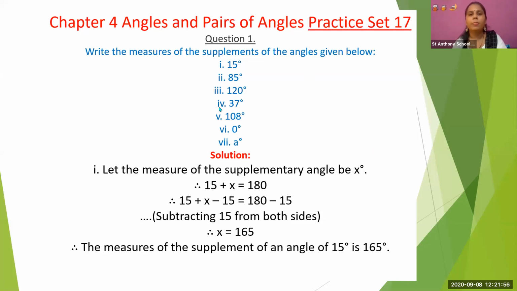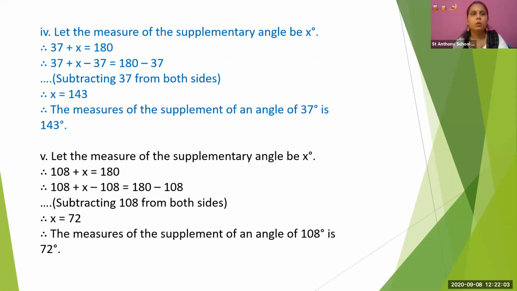Good. Very good. Now, the next one is: let the measure of the supplementary angle be x. 37 plus x is equal to 180. So x is equal to 180 minus 37, which is equal to 143. So the measure of the supplementary angle of 37 is 143 degree.